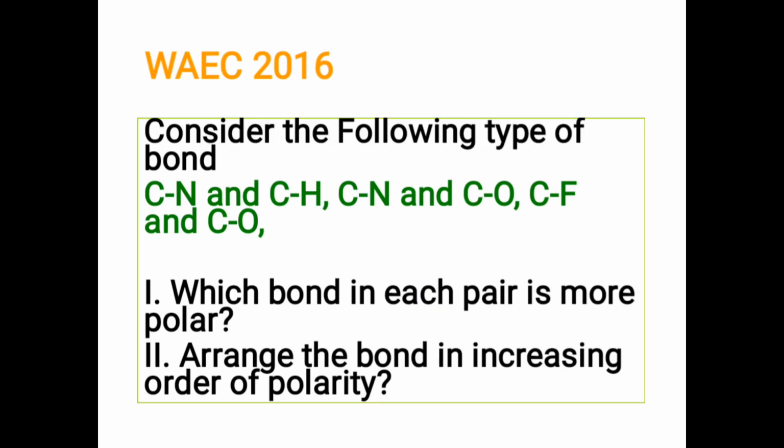Okay, so let's look at a few of the questions here. You have to consider the following types of bonds: C-N and C-H, C-N and C-O, and C-F and C-O. We want to look at which bond in each pair is more polar, and then we should arrange them in terms of increasing order of polarity.